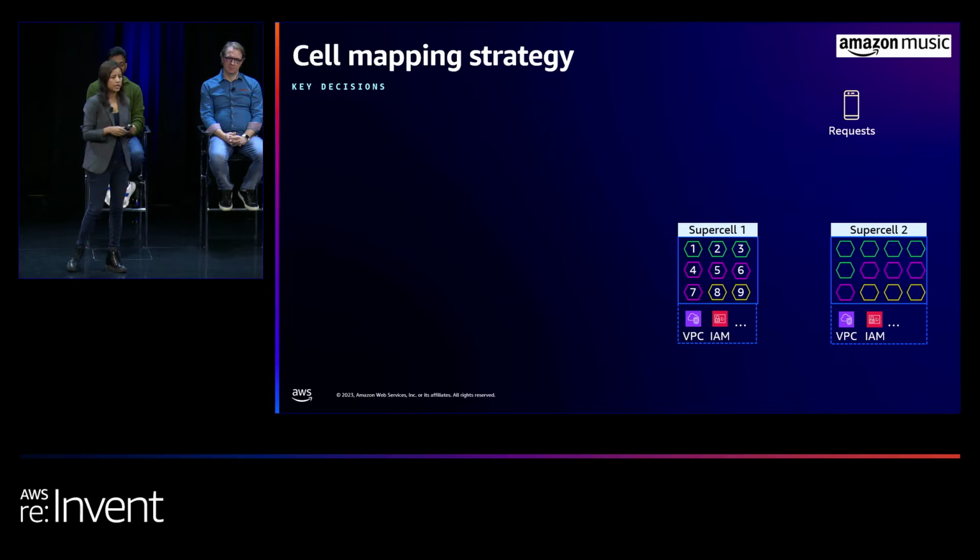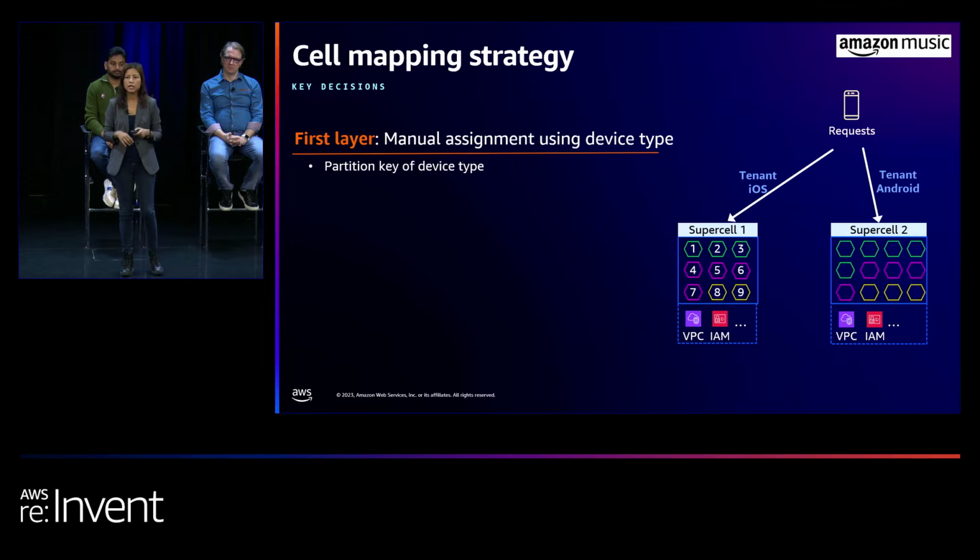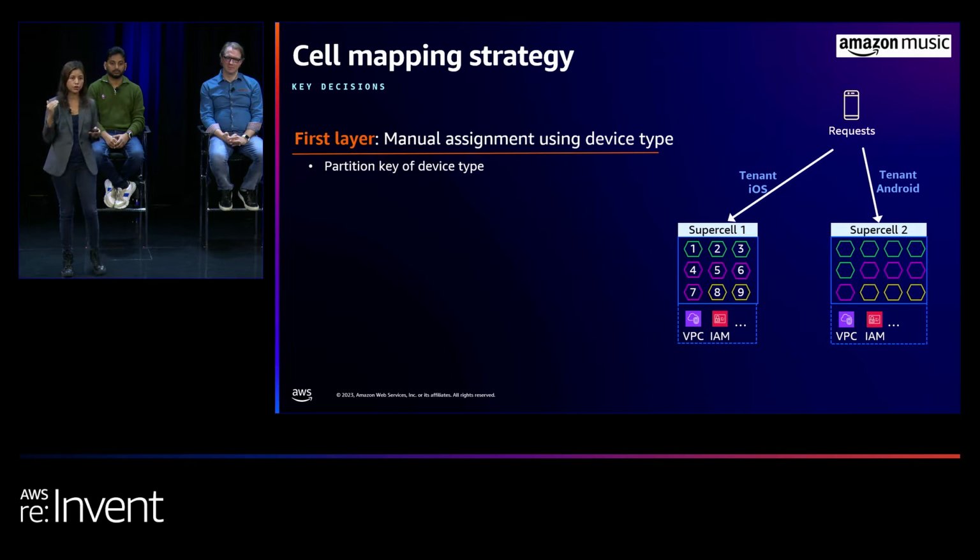And the second key decision that they took was cell mapping strategy. So when a request comes in, they route it based on the device type. Their partition key is the device type. So if it's iOS, it will route to supercell 1, while Android goes to supercell 2. And these supercells can grow and shrink based on the TPS. So let's say iOS has a lot of requests coming in, like 70,000, while Android has more than that, like 80,000. Supercell 2 would be bigger, with a larger collection of cells than supercell 1.